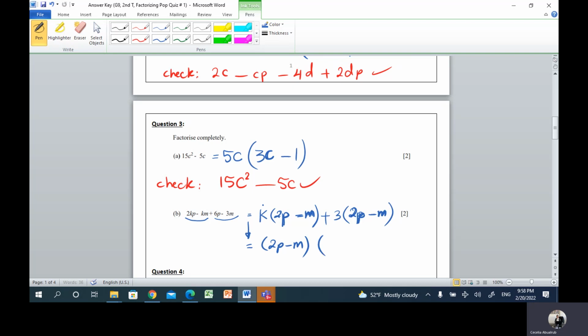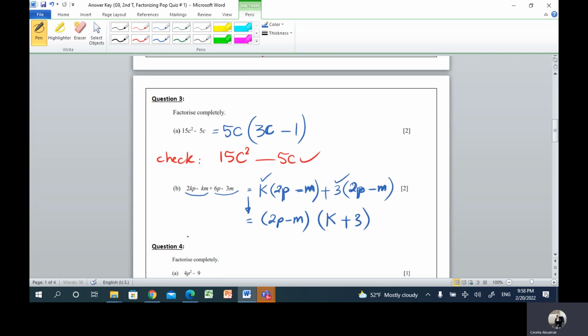So we're going to take the 2p minus m out. We're going to open a bracket. What is left out here? k plus 3 here. And like I said, the factorizing is complete now. We can always check by expanding as follows.